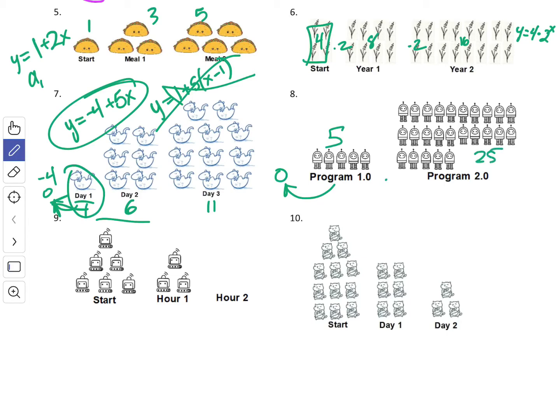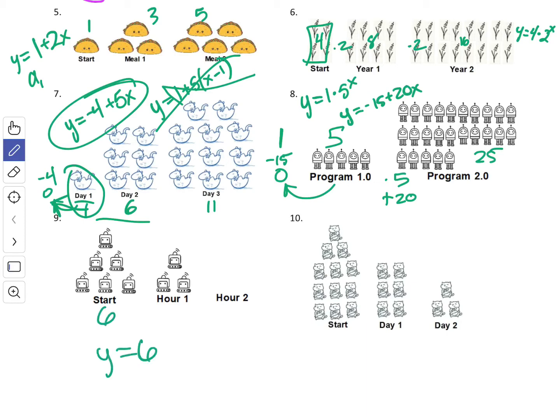Number 8, we've got to drop back to program 0, 5, 25. So we're either timesing by 5 or adding 20. Hard to tell in this case because we don't have any other numbers. For timesing by 5, we started with 1. For adding 20, we started with negative 15. So it's either y equals 1 times 5 to the x, or y equals negative 15 plus 20x. Okay, so sometimes that happens if you don't have enough information.